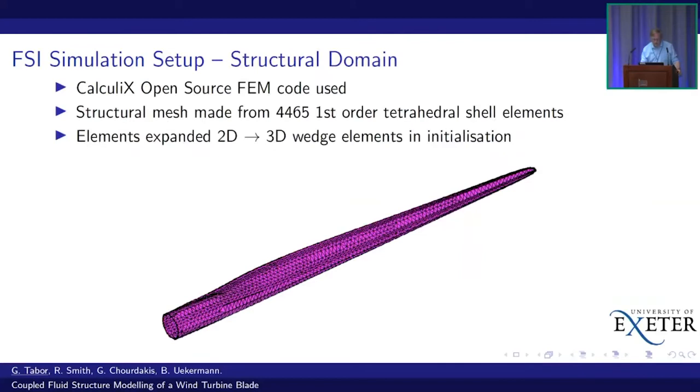On the CalculiX side, CalculiX, in case you're not aware, is an open source FEM code, and I may be wrong here, I think of it as an open source clone of Abaqus. It seems to share some features, including the file formats, for example. Rachel built a structural mesh of the blade with 4,400 tetrahedral shell elements there. When the mesh gets read in at the beginning of the calculation, the initialization, those 2D elements get expanded into equivalent 3D elements. So this is a shell which is one element thick at all points. And that's the mesh there.